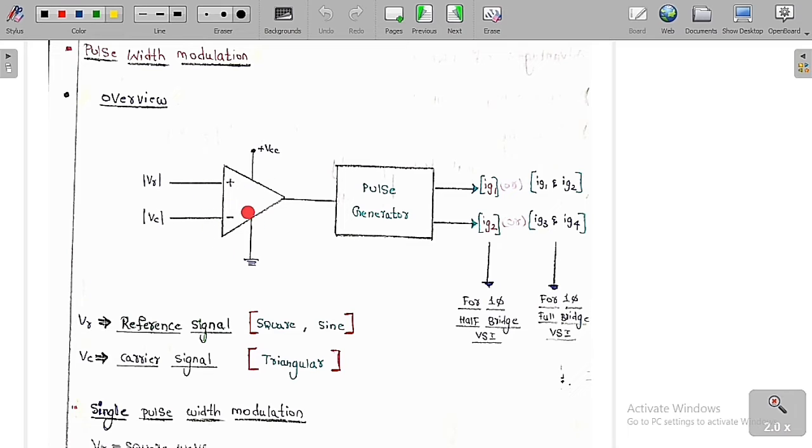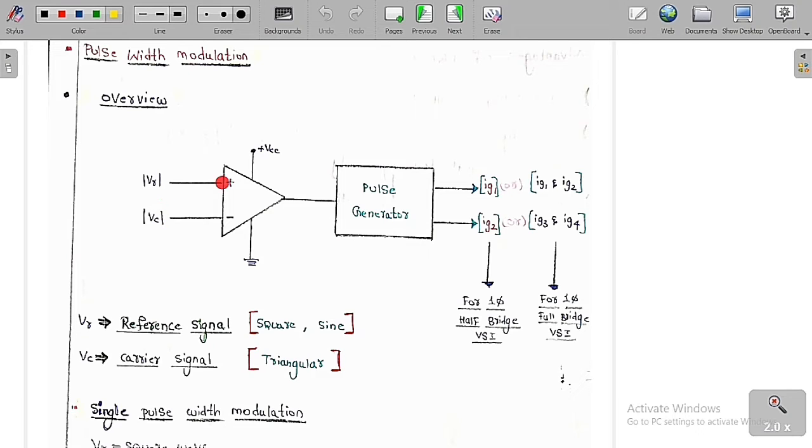Here is the non-inverting terminal and the inverting terminal. There are two supply terminals: one I am going to give plus VCC and the other I am going to give to ground. To the non-inverting terminal I am going to give a reference signal. And similarly this is called a carrier signal. I am going to take only the absolute values of this reference signal and the carrier signal.